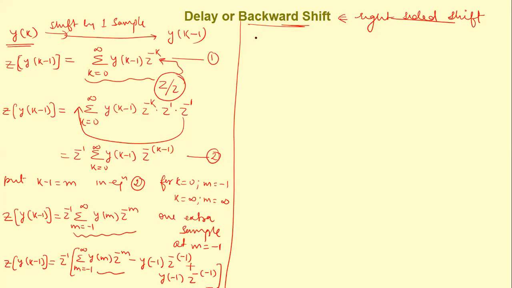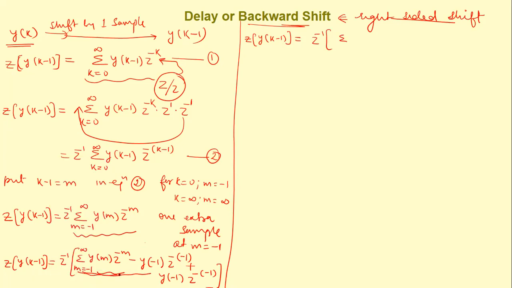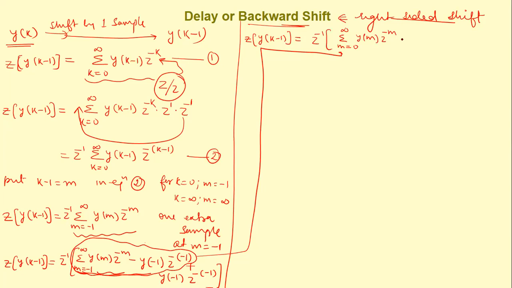Now we'll further simplify this one. Z transform of y(k minus 1) is equal to z inverse and summation. Now these two terms will give us this one. So we have now m is equal to 0 to infinity y(m) z raised to the power minus m, and the rest of the term will be as it is, y(minus 1) z raised to the power 1, right? Because when we have subtracted the sample at m is equal to minus 1 from the summation, now we have the summation from m is equal to 0. Now this particular term is basically the z transform of some sequence y(m), which can be written as Y(z), right?